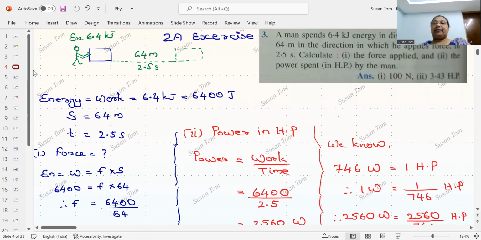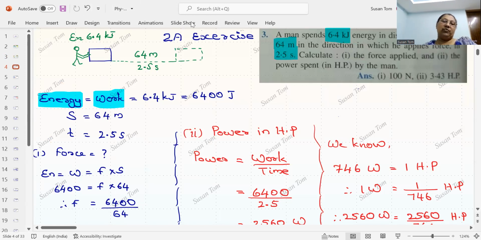Next, a man spends 6.4 kilojoules of energy in displacing a body of 64 meter in the direction in which he applies the force in 2.5 seconds. So the variables are kilojoules. This is the energy. So energy is used to do the work.